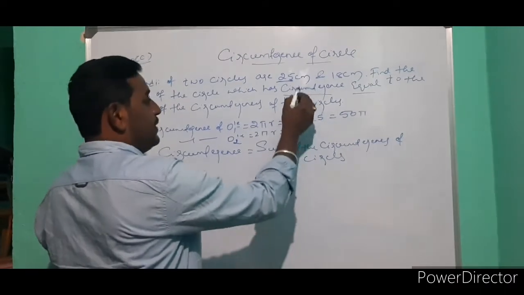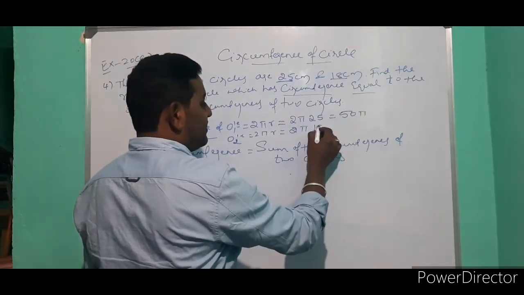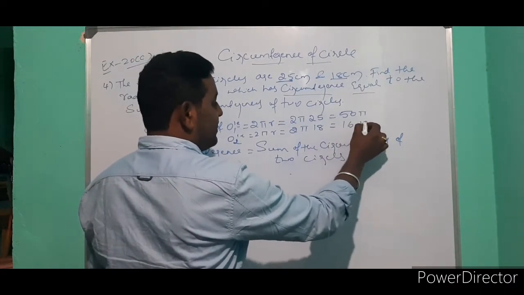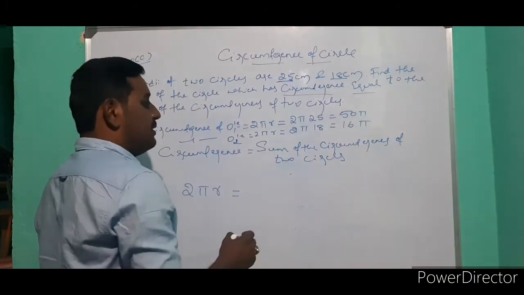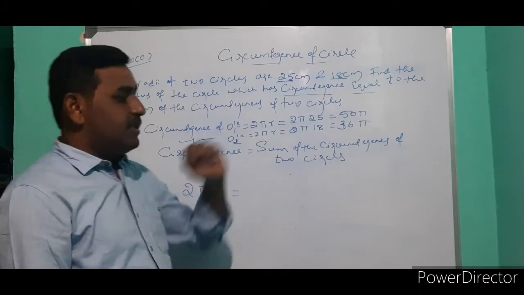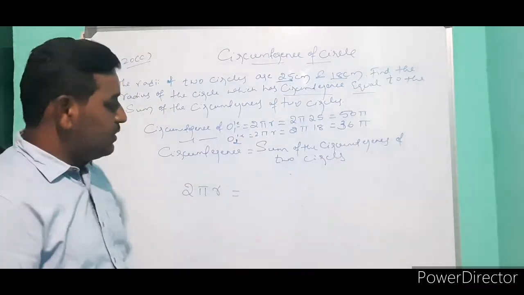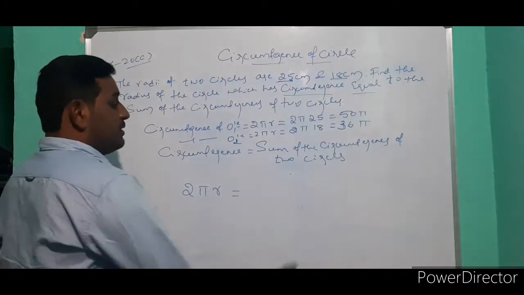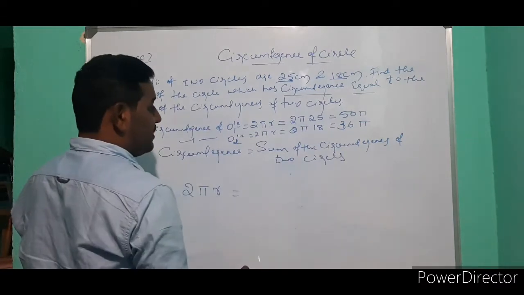Similarly, you can find circle 2, 2 pi r. 2 into pi into the second circle radius, which is 18. 2 times 18 is 36 pi. So now the sum of the circumferences of two circles.